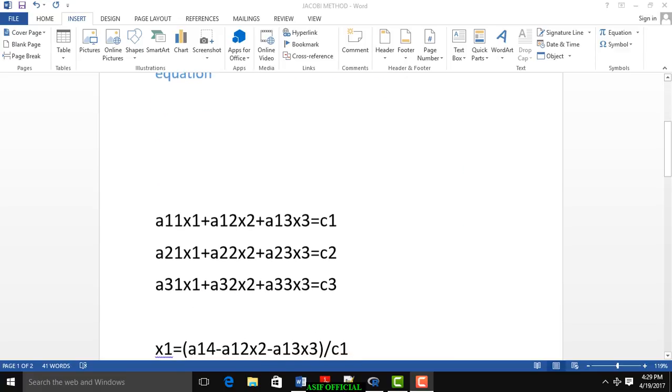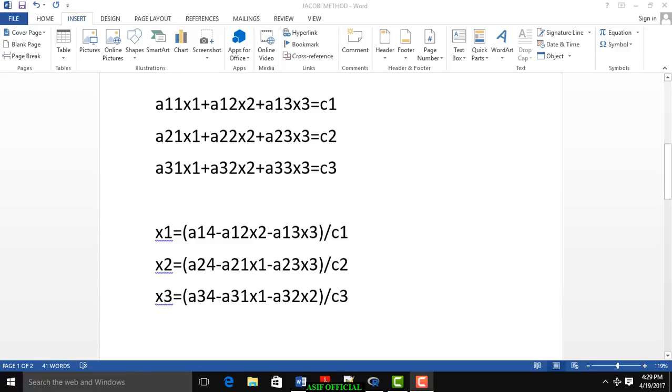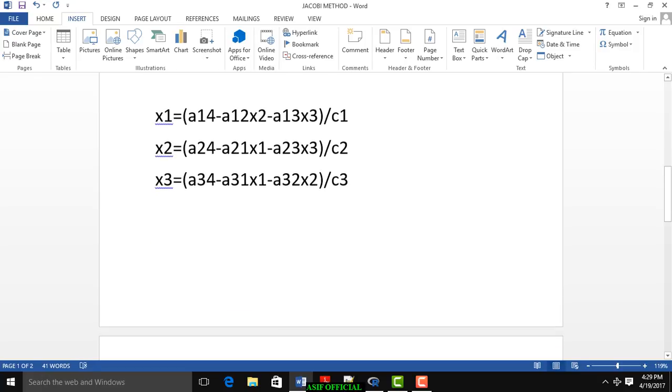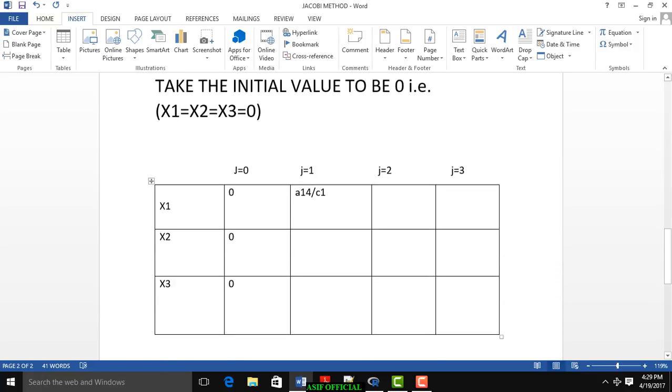Here we are using the same setup as the Jacobi method: a11x1 plus a12x2 plus a13x3 equal to c1, and similarly c2 and c3. We find the values of x1, x2 and x3 via the substitution method and normal mathematics. We can find x1 by this equation, x2 by this equation, and x3 by this equation. As we know, we are going to take the latest value.